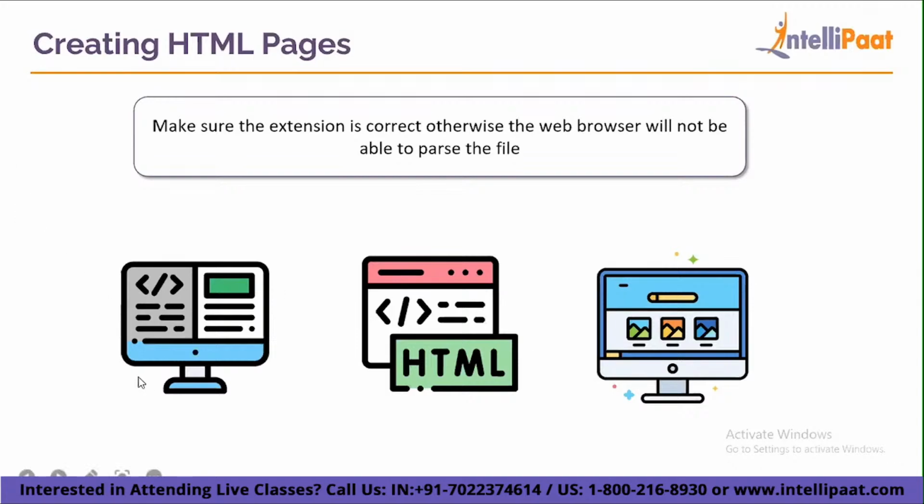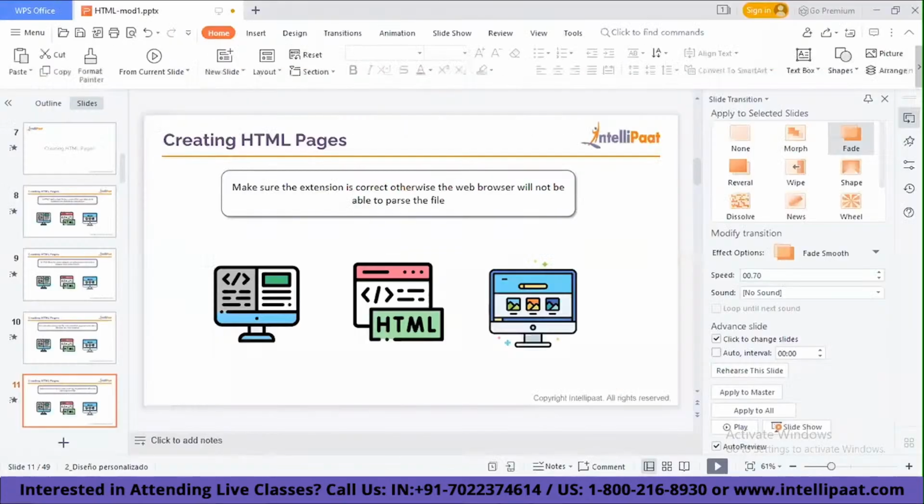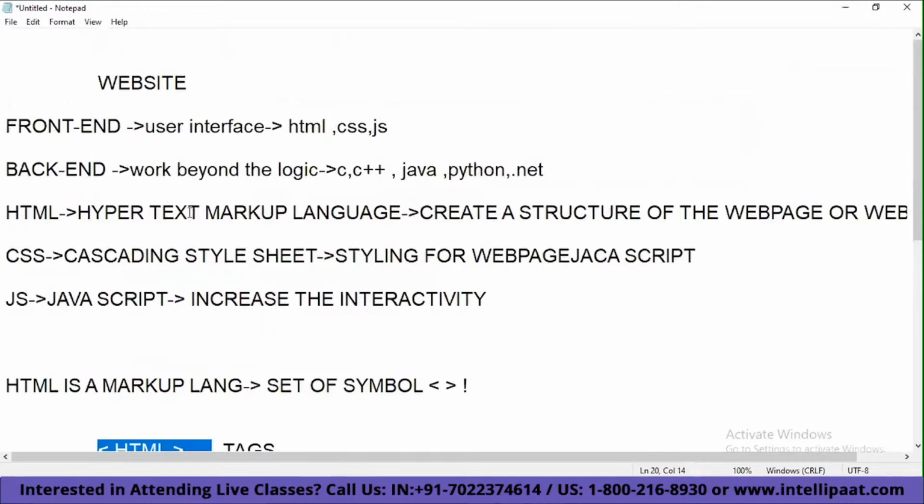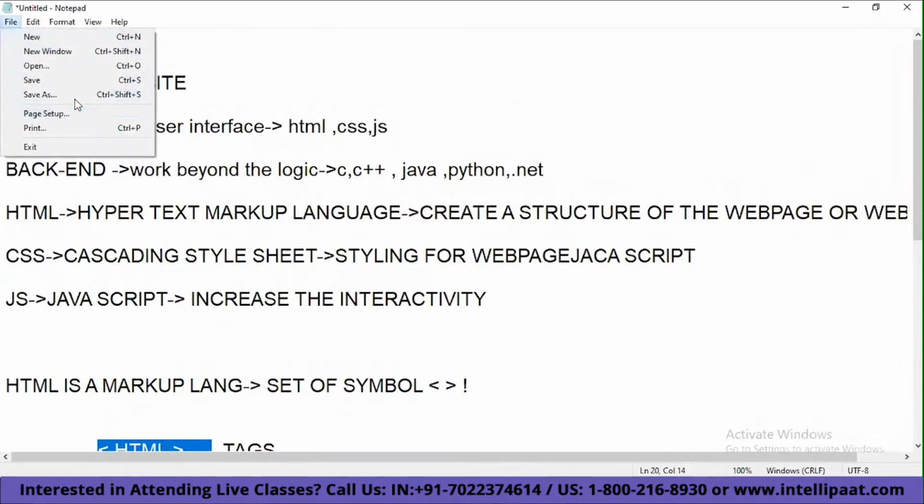Okay, I'll just show you what I'm trying to say now. Let me save this file. This is a Notepad. Just imagine you have written some HTML code. So just go to File, Save As.